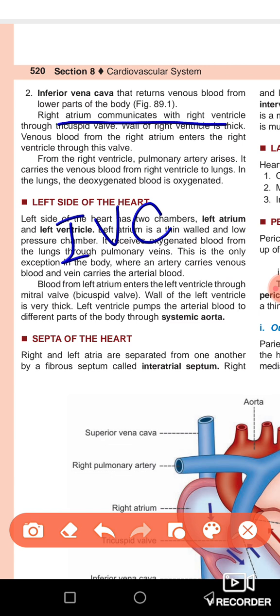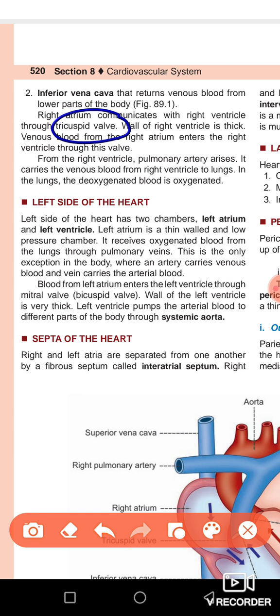By a valve, and this valve is called the tricuspid valve. Always remember that the tricuspid valve is present in the right portion of your heart. And why are we calling it tricuspid? Because it is composed of three flaps. Therefore, these three flaps give it the name tricuspid. So the wall of the right ventricle. Now after completing the information about the right atrium, you are going to conclude what the right ventricle is.